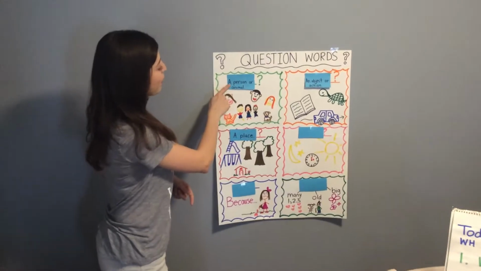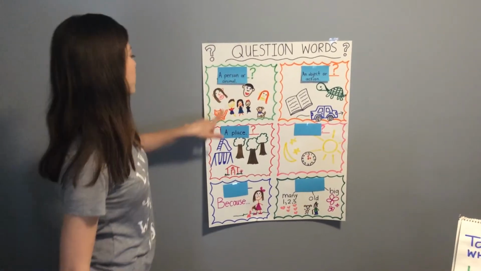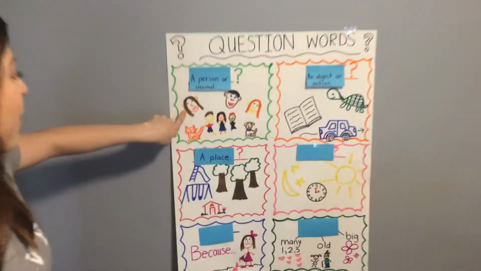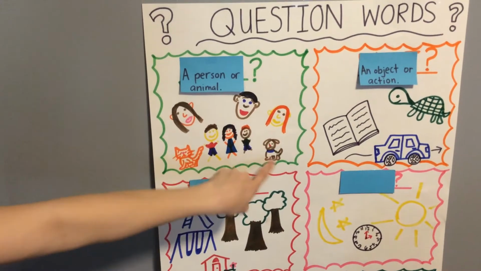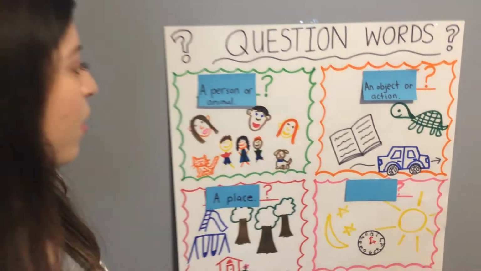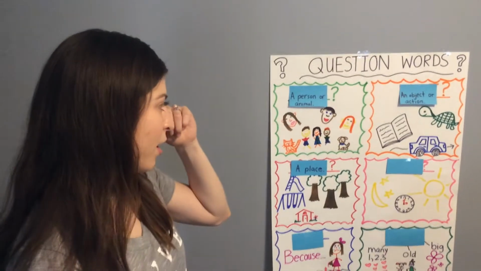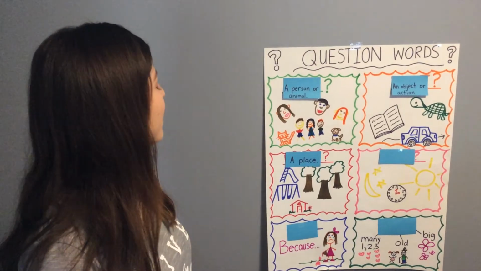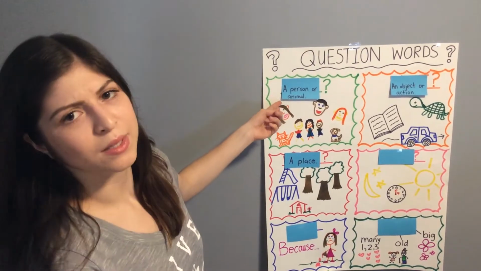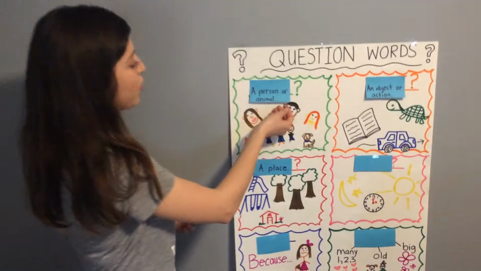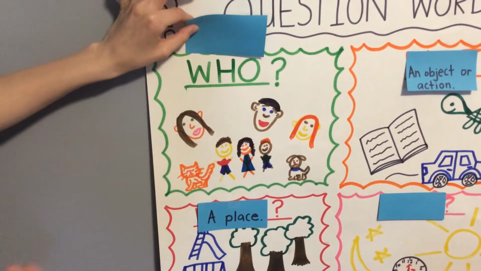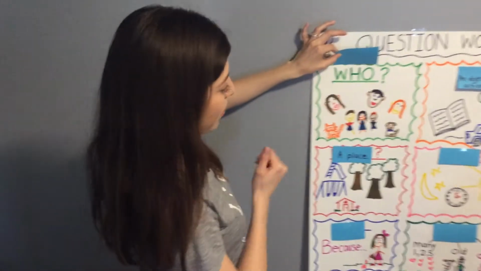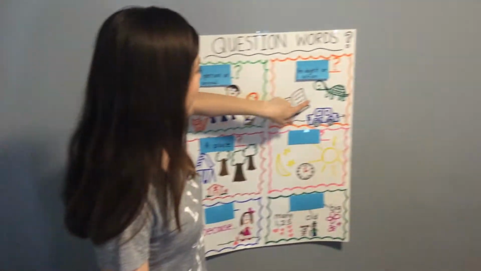Okay, so the first one is a person or animal. Look at the picture here. We have a woman, a man, another woman, there's a cat here, a dog here, and then there's some children over here, okay? I want you to put your thinking cap on and think about which W question this one is. You can say it out loud, and let's reveal the answer. Let's see if you're right. Who? So if you said who, then you were right. Good job.